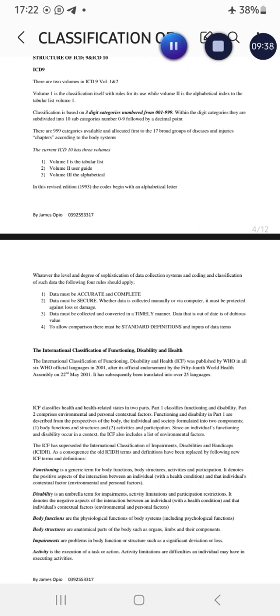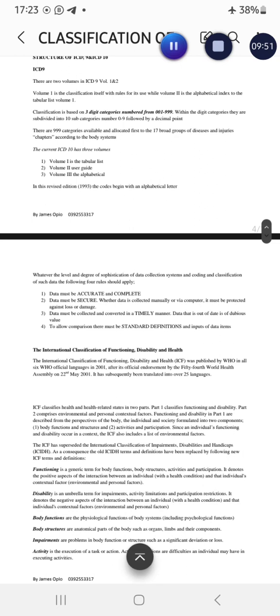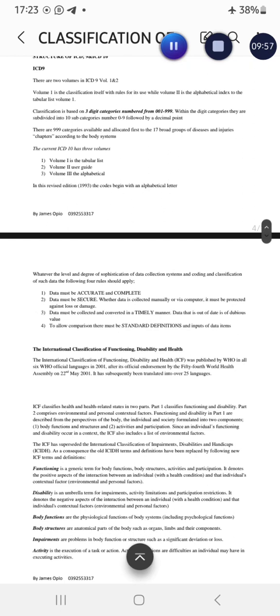We are saying that volume 1 is the classification itself with rules for its use, while volume 2 is an alphabetical index to the tabular list of volume 1. Now, the simple way to understand this is that what we are calling volumes are actually procedures in filings, in codings.